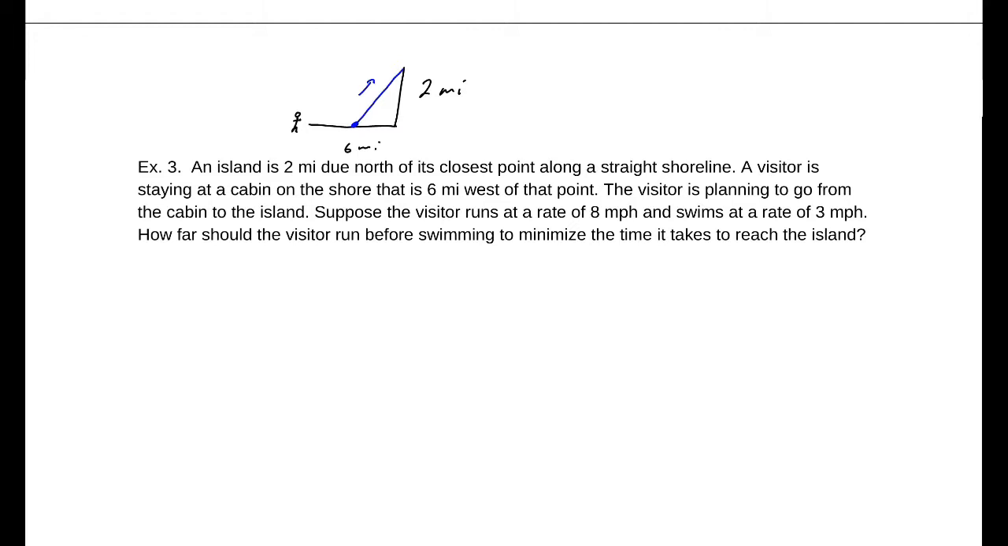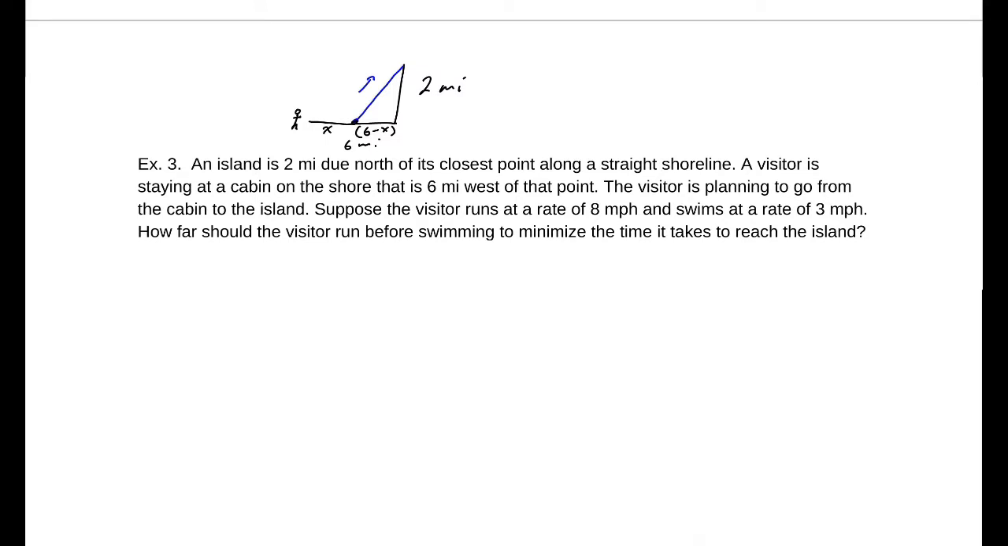So what we want to know is how far along here, at what point, how far he should run before he starts swimming. Well, that leaves this value over here at 6 minus x. All right, so we know the rate that he runs and the rate that he swims. We really are interested in the time, though. So the time spent running is going to be equal to the distance divided by the rate. So the time running is x over 8 in our case. The time swimming is the distance divided by the rate. And he swims at a rate of 3 miles per hour, so we're dividing by 3.